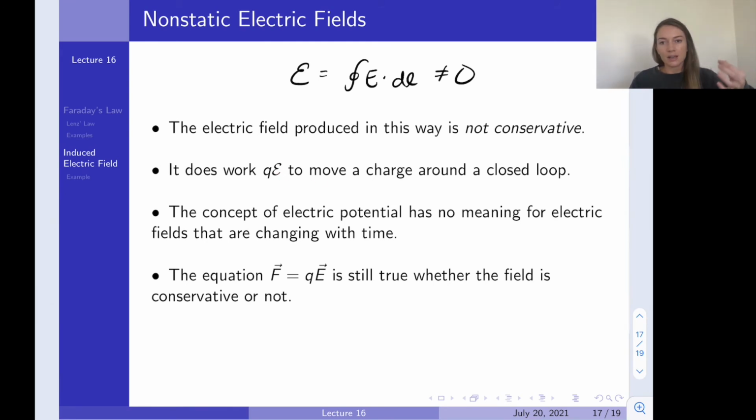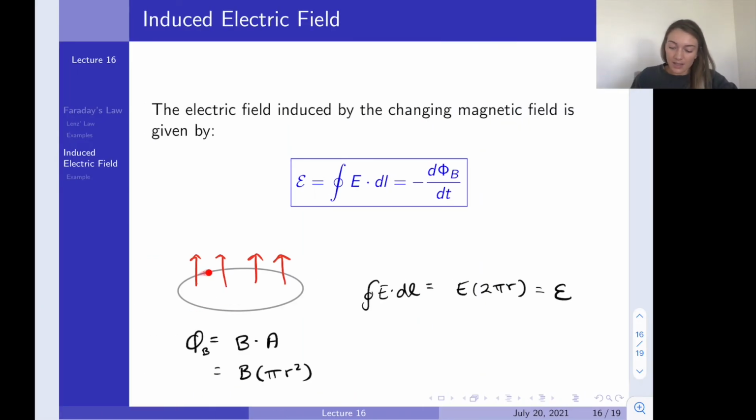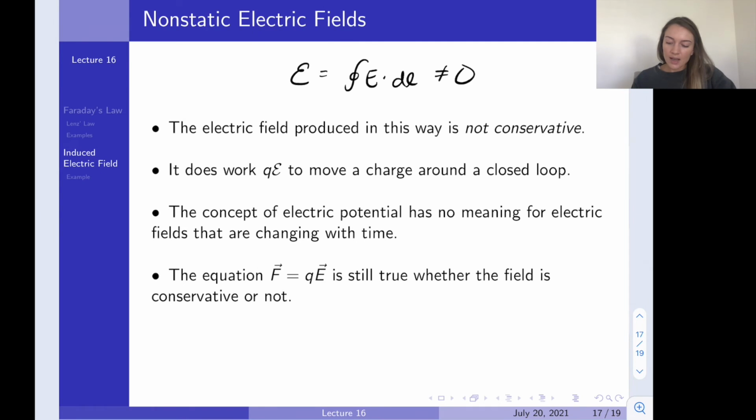So, take an individual charge in our current carrying wire. The electric field that's induced in that wire will do an amount of work Q times the EMF to move that charge around the closed loop in this wire. So we can see now that that electric field is not conservative. So that also means that electric potential has no meaning for non-static electric fields.